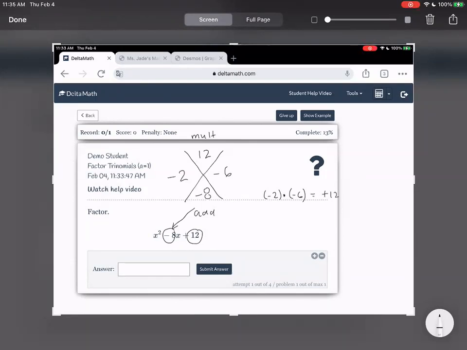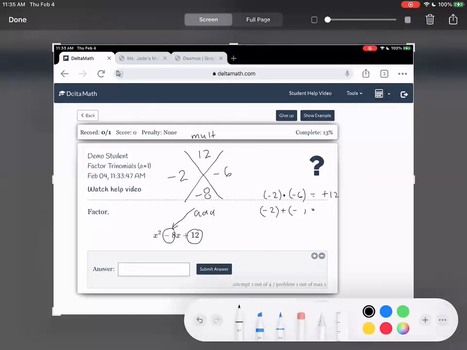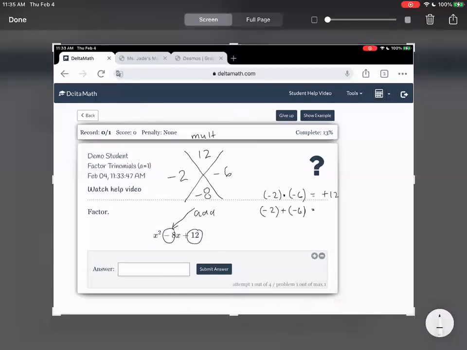Let's check to see if they add to -8. So we have -2 plus -6. My bad. Since these are both negative numbers, we're going to get also a negative number when you add it together. And in this case, we will get -8. So it fits, it works, good job.